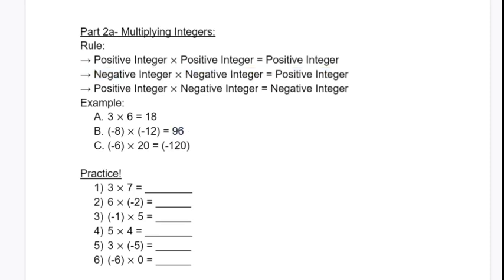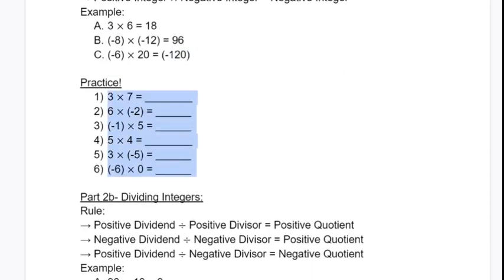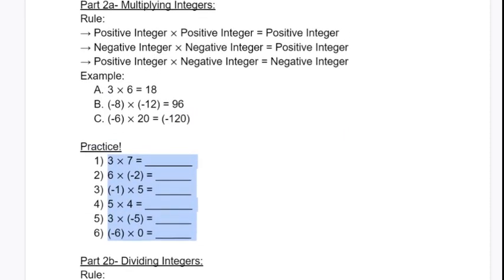If we have negative 6 times 20, again, it doesn't matter if it's positive times negative or negative times positive. It's the exact same thing for multiplication. So it's going to still be negative, so it's going to be negative 120. And here's some practice questions, because multiplying is pretty straightforward. That's all just the rules, and I provided some examples, and now you can do the practice.